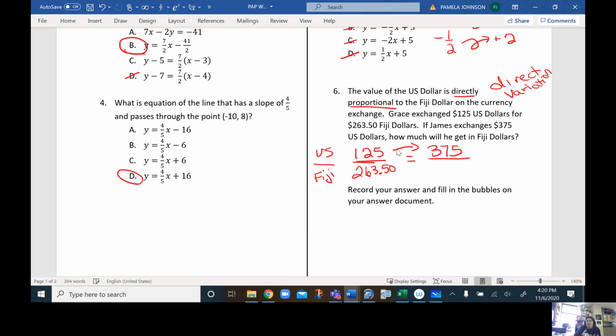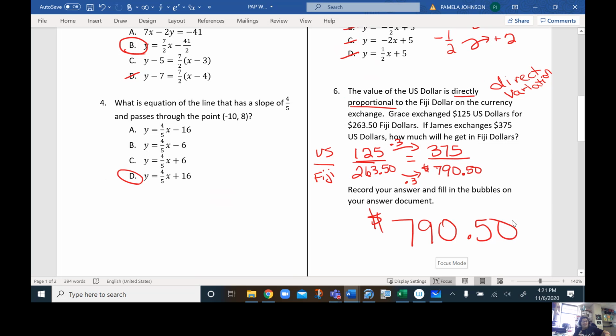Okay. So to get from 125 to 375, we had to multiply by 3. So we're going to do the same thing on the bottom here. And when we multiply 263.50 times 3, we get $790.50 in Fiji dollars. So 790.50. This is what we have to put on there. On the Scantron, if you didn't put the 0 for the pennies, that's fine. It still counts it correct. Okay.